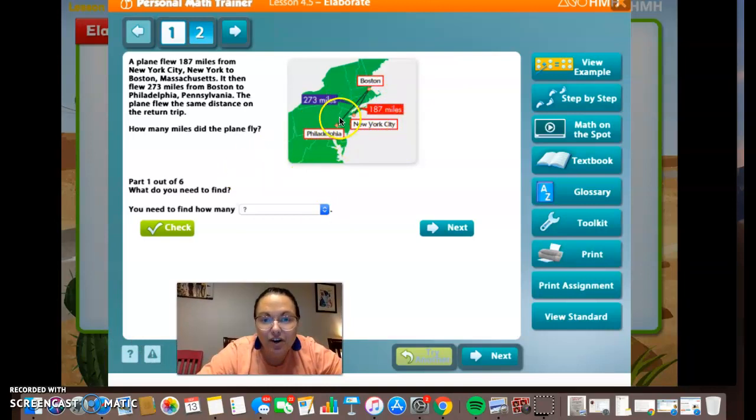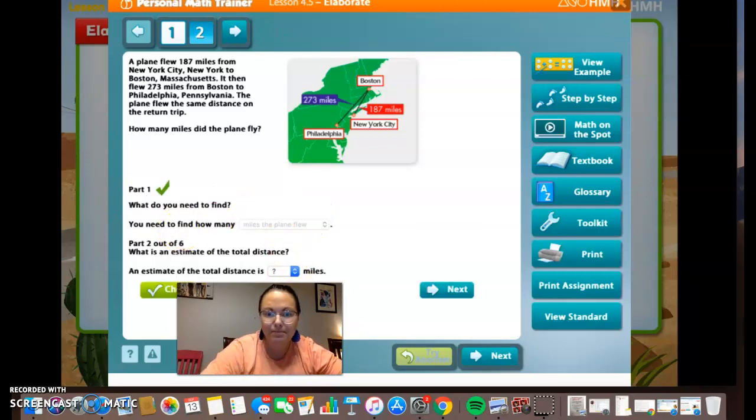We're going from Philadelphia to Boston. Oh no, I'm sorry, that's backwards. We're going from New York to Boston for 187 miles and Boston to Philly for 273 miles. So we are going to figure out about how many miles they traveled first. So we're going to do the estimate first. What do we need to find? We need to find how many cities the plane visited, how many flights the plane made, or how many miles the plane flew. What's our question here? Miles the plane flew. Okay, that's good.